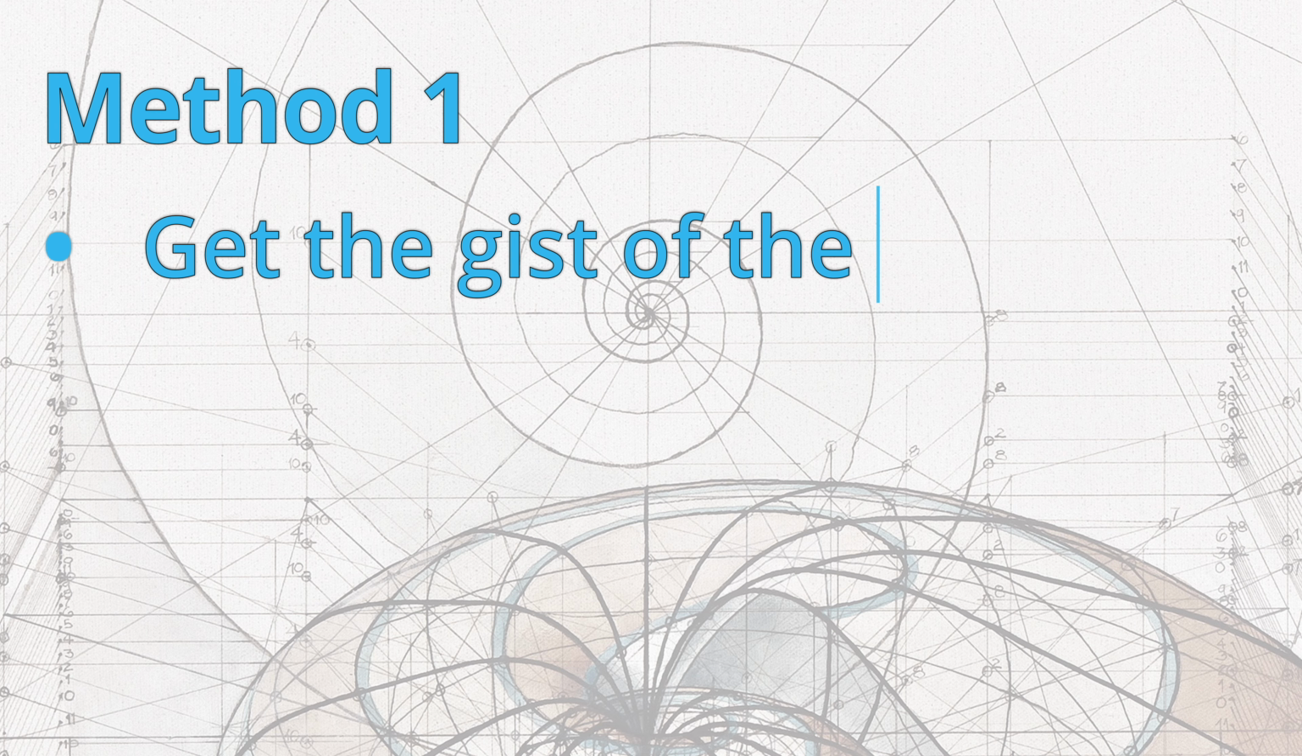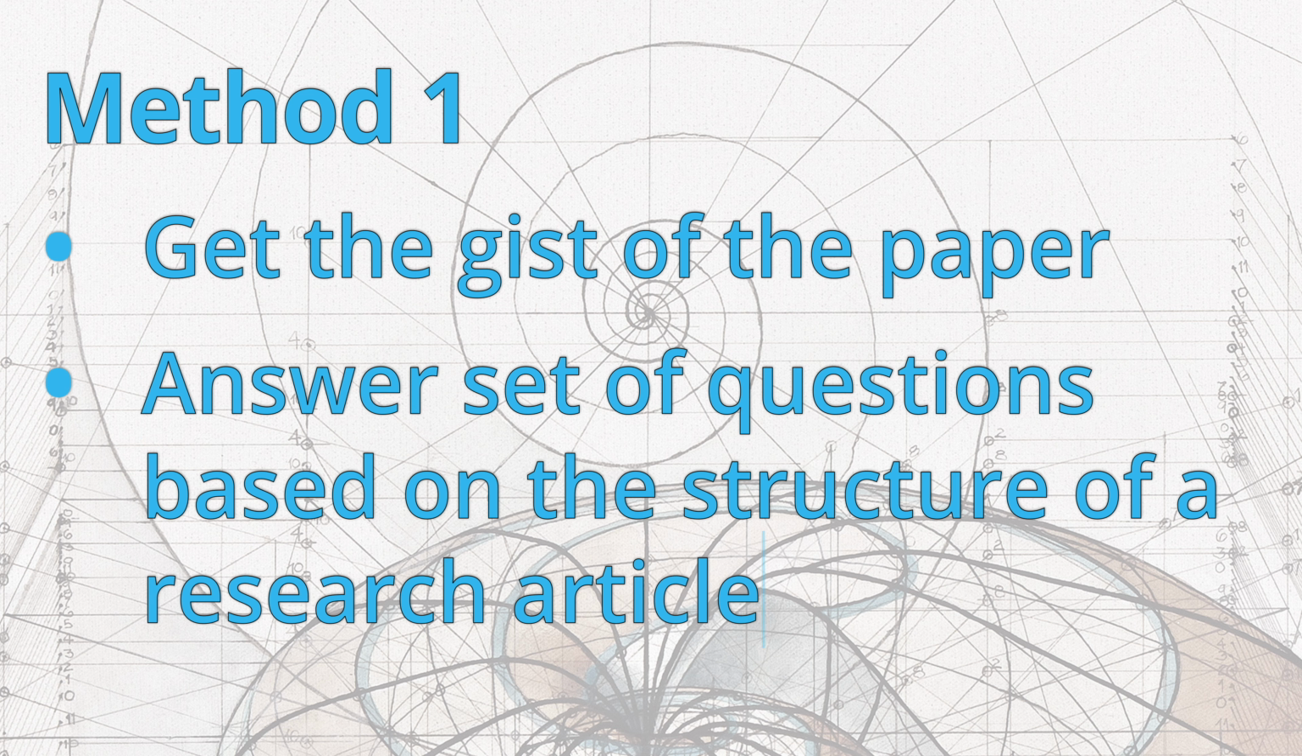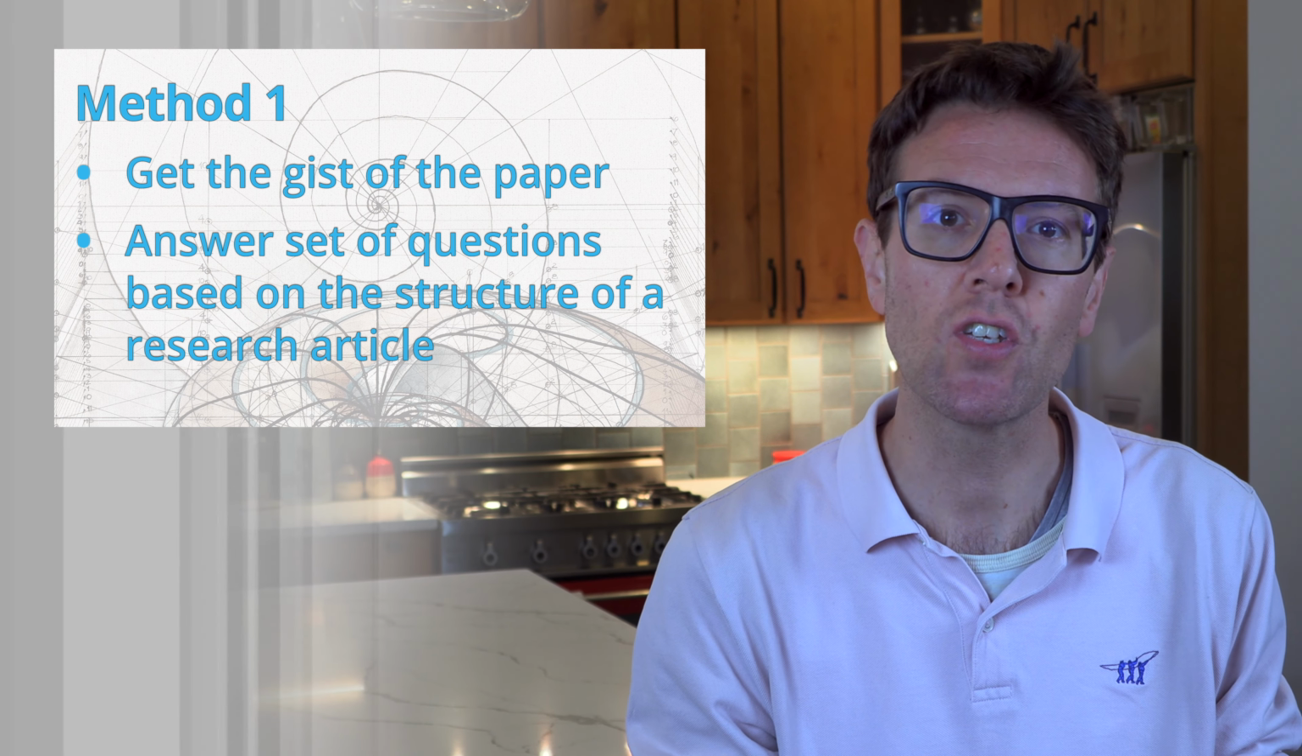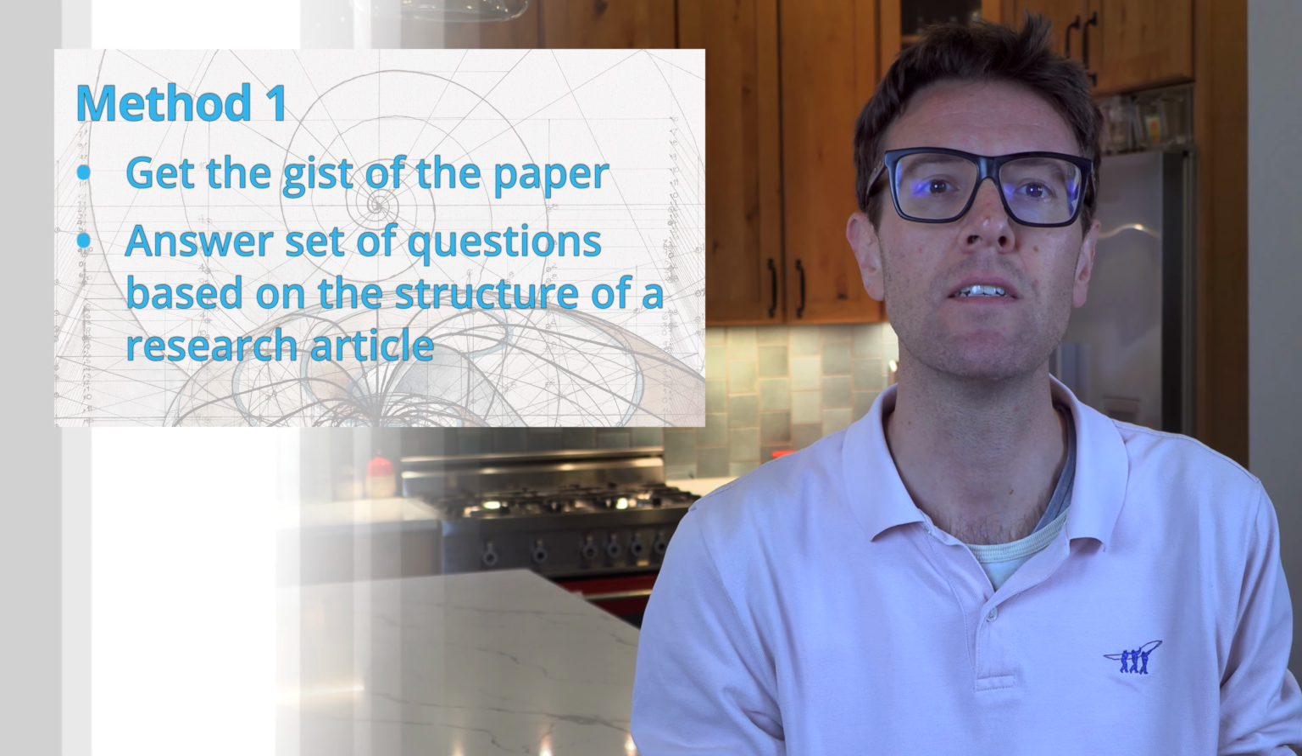One method for structuring your reading, which will help you get the gist of the article, consists in answering a set of questions corresponding to the typical structure of a paper. On this method, after reading a paper, you should try to answer each of these questions for yourself in 1 or 2 sentences.